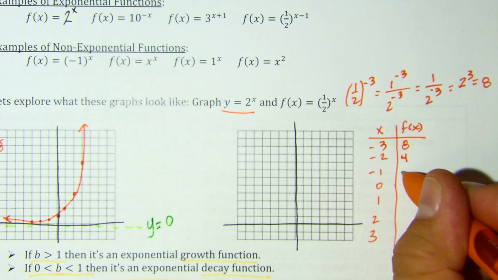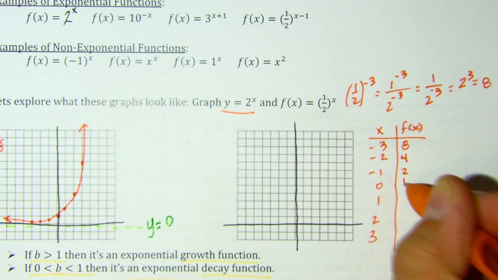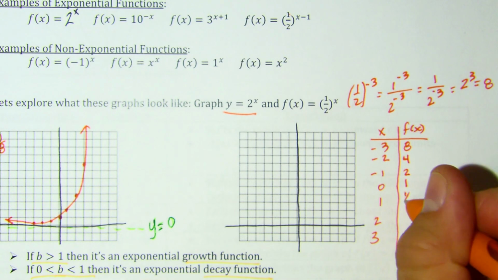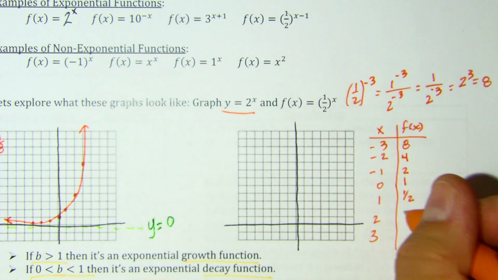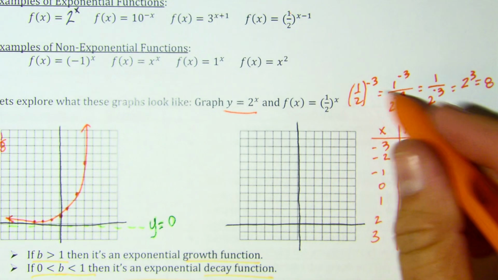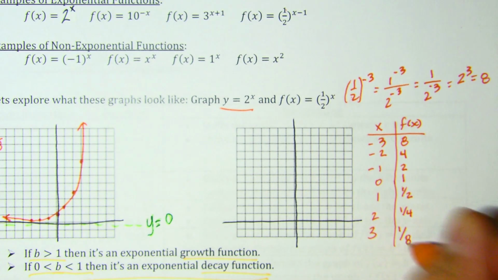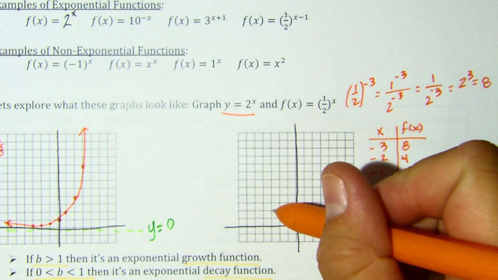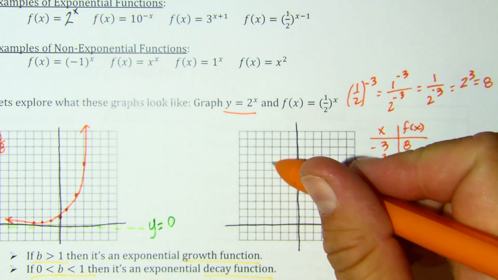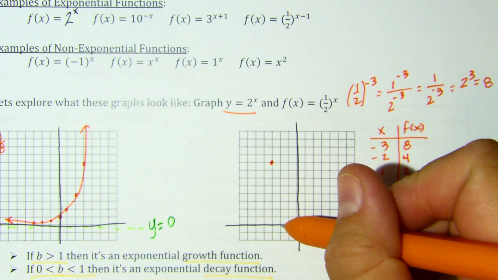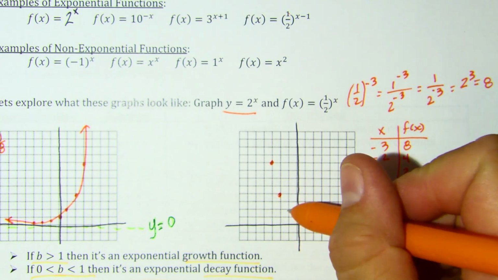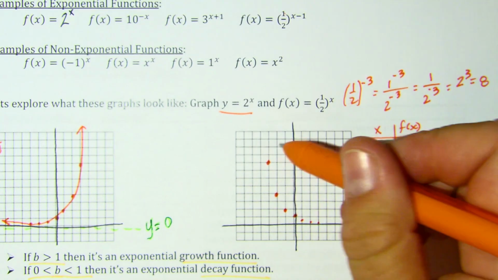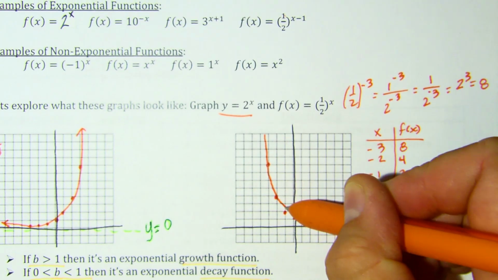1/2 to the -1 power will be 2. Anything to the 0 power is 1. And then 1/2 to the first power is just 1/2. 1/2 squared is 1/4, and 1/2 cubed is 1/8. So plotting those values, at -3 we had 8, and at -2 we had 4, and 2, and 1, 1/2, 1/4, 1/8. And so you can see a similar shape.